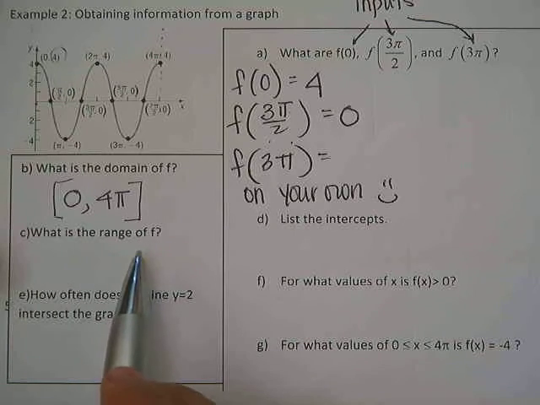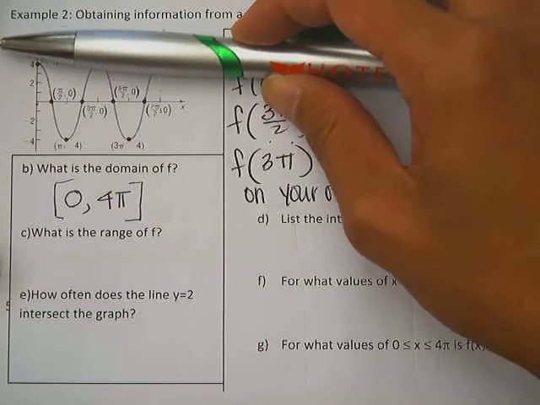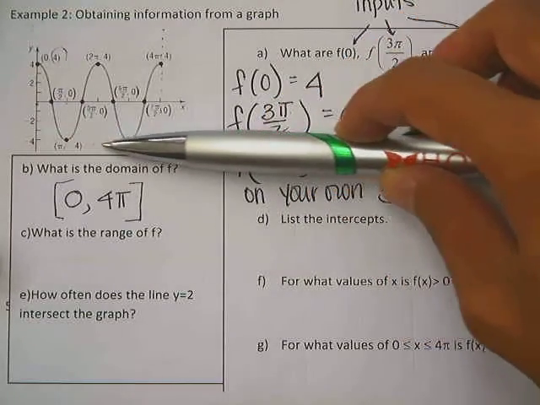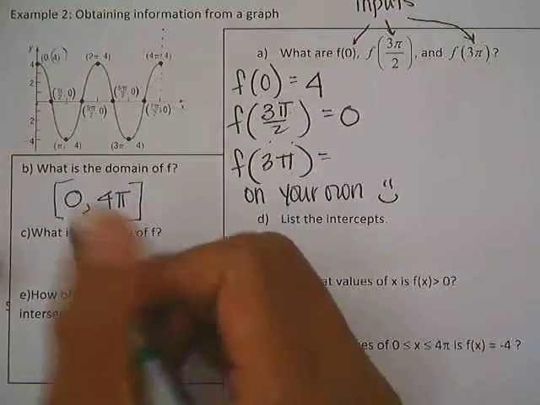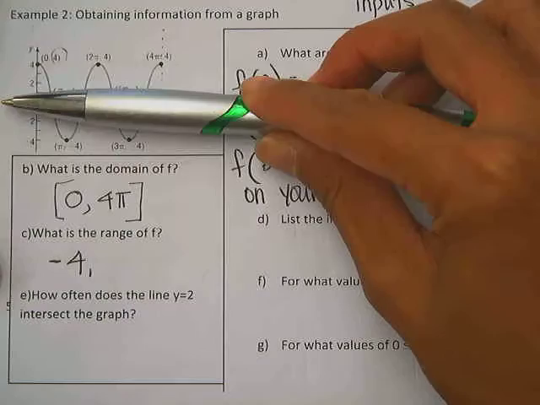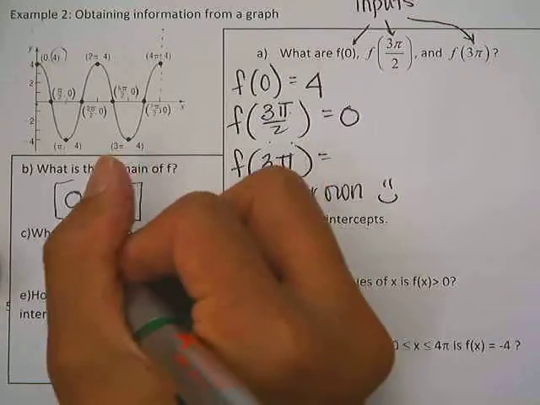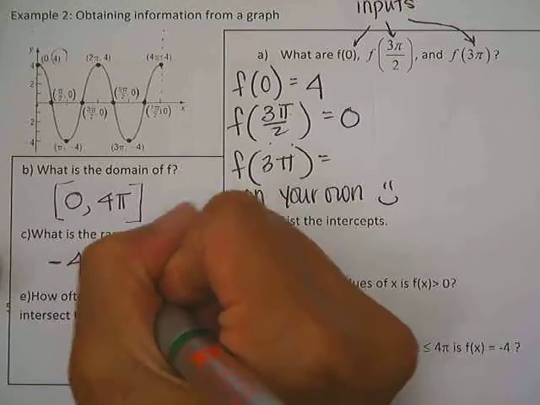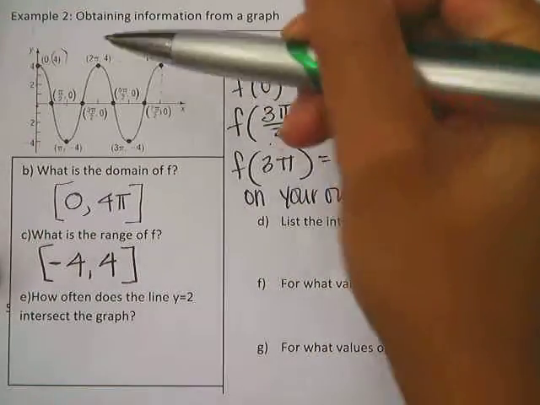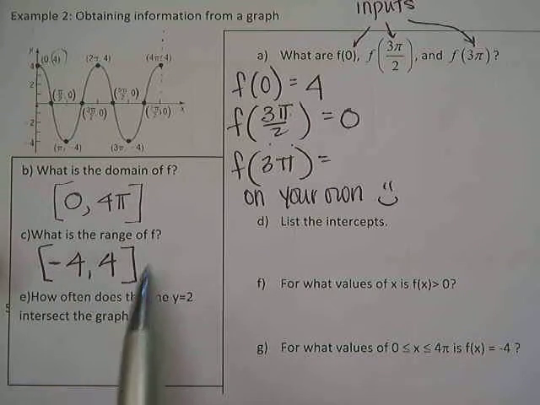What is the range of f? The range is talking about the y values. How high does it go and how low does it go? Looking at the y values, the lowest is at -4. In interval notation, you write the smaller number first, and it goes all the way to the highest value on the y, which is 4. I am including these two endpoints because these are all part of my range. Again, in interval notation, we're going from small to big, never the other way around.